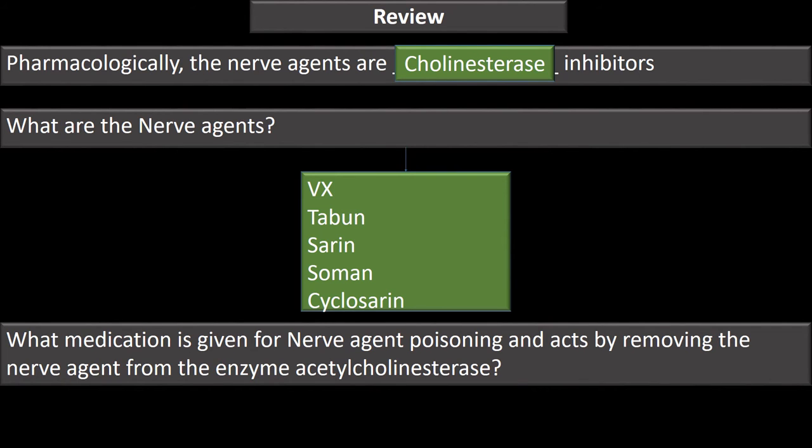What medication is given for nerve agent poisoning and acts by removing the nerve agent from the enzyme acetylcholinesterase? What removes the nerve agent from cholinesterase? That was 2-PAM chloride. 2-PAM chloride removes the nerve agent from acetylcholinesterase. It frees up the enzyme. Think of your 2-PAM chloride as a crowbar. It removes the nerve agent from the cholinesterase.